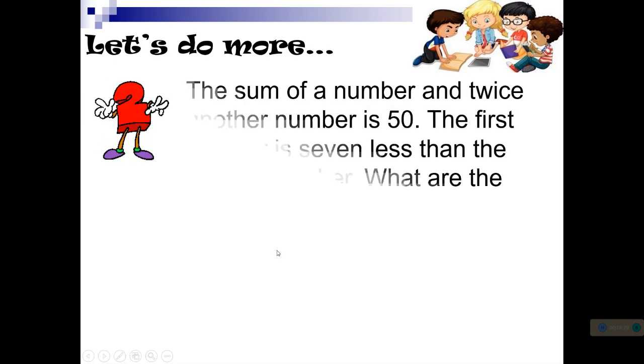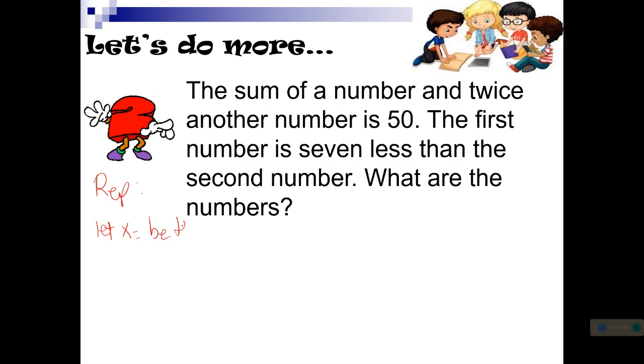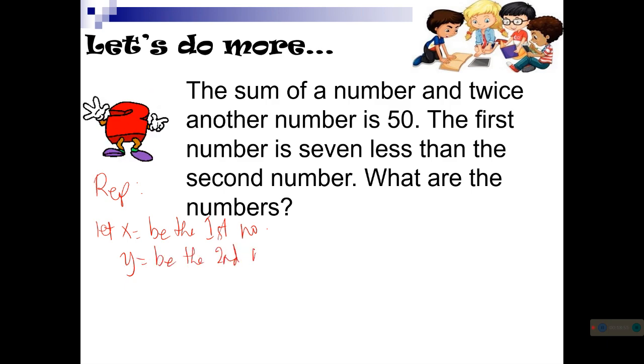We have here, the sum of a number and twice another number is 50. The first number is 7 less than the second number. What are the numbers? So we have here again our representation. We will let x be the first number and y will be the second number. And then you are going to have your equation.